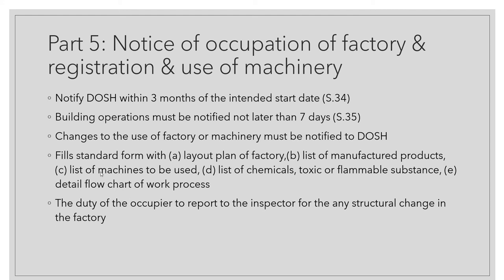Okay, and then any changes in order to notify the occupation of the factory and about the registration, this is the standard. Okay, the standard flow, which is fill up the standard form. First, give the information about the layout plan of factory, and then the list of manufactured products, and then the list of machines to be used, and list of chemicals, toxic or flammable substances if any, and detailed flow chart of work process. This is the supporting document required in order to register to the DOSH lah.